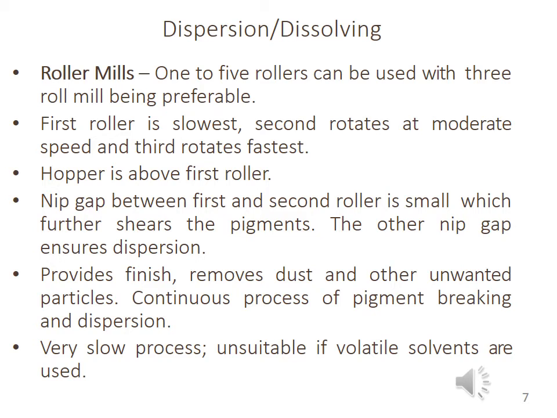It is a very slow process, unsuitable if volatile solvents are used. So what are the disadvantages of this roller mill? These roller mills have a very slow process. This roller mill is unsuitable if we are using volatile solvents.